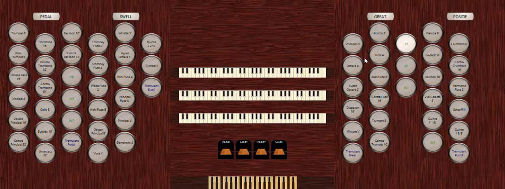So, the first division we're going to have is once again the Great Division. So let's start off with our flutes instead. So the smallest one here is a 2-foot piccolo, gets quite high. Very high note there at the end.